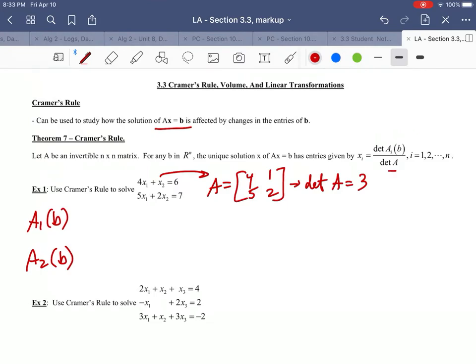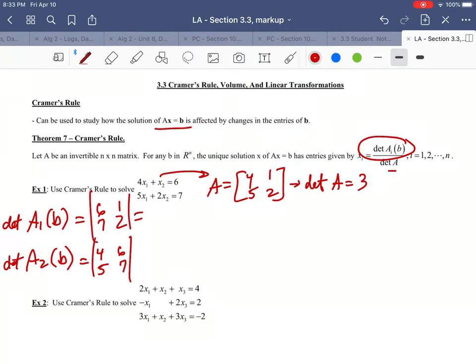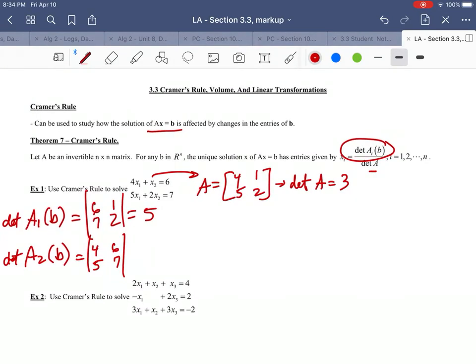All right. So in the first one, A1 of b, we're going to have 6, 7 in the first column. So put 6, 7. And then put the regular 1, 2 back. And then on this next one, A2 of b, we're going to put the original 4, 5 there. But in the second column, we're going to put the 6, 7. And what we want to do, like it says up here, is the determinant of this. So I'm going to put my lines there, to show you I'm doing the determinant. Here I would get 12 minus 7, so 5 up here. Down here I get 28 minus 30, so negative 2.